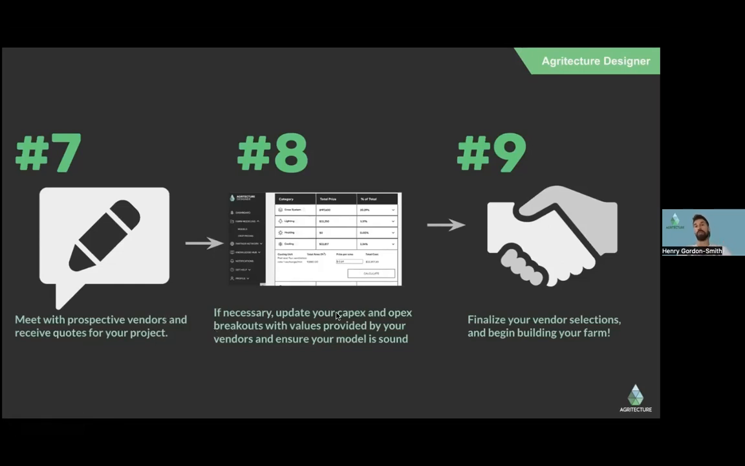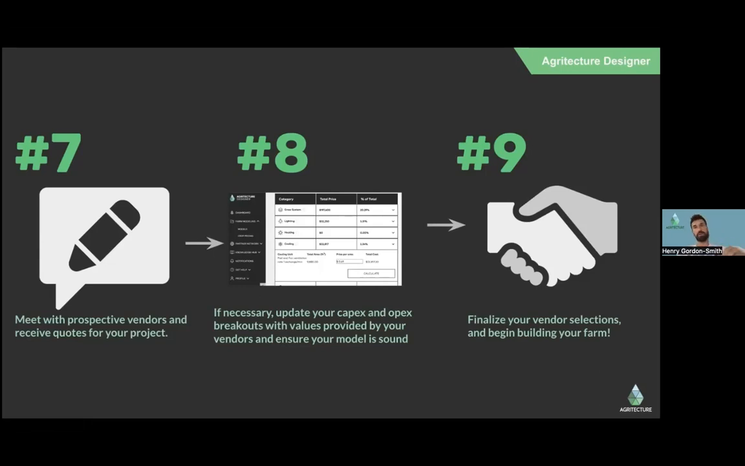You might want to update the model in your software with the quotes. For example, you may get a quote that says the lighting is actually more expensive because you wanted a higher quality light. We want to update that in the models. Your economics are clear there. And then number 9 is you can finalize that and begin building your farm.